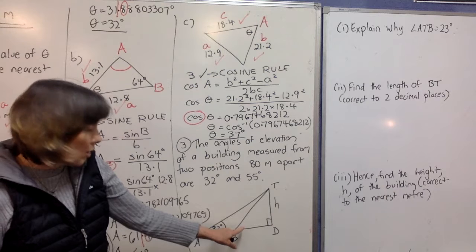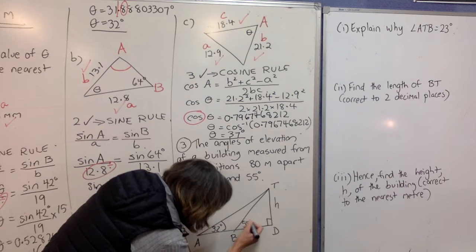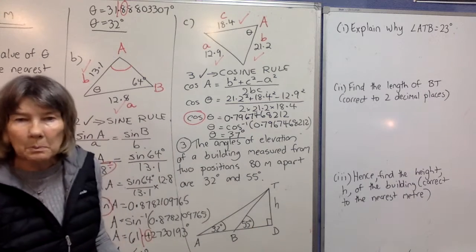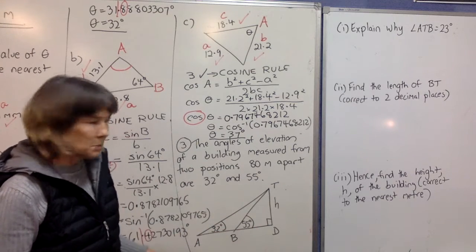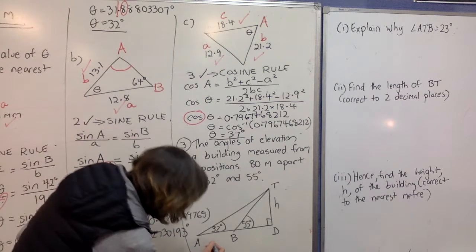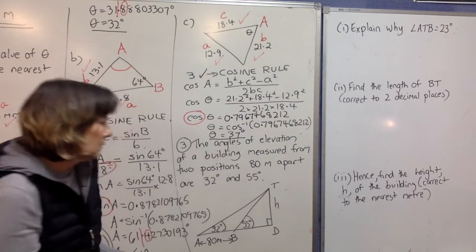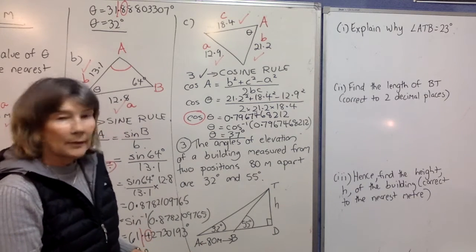The next one along that angle of elevation will be the 55. It's really important you get those in the right spot, so you'll be able to tell which one looks smaller. Now, the two positions are going to be 80 metres apart. So it's 80 metres from here to here. And then we start the question.